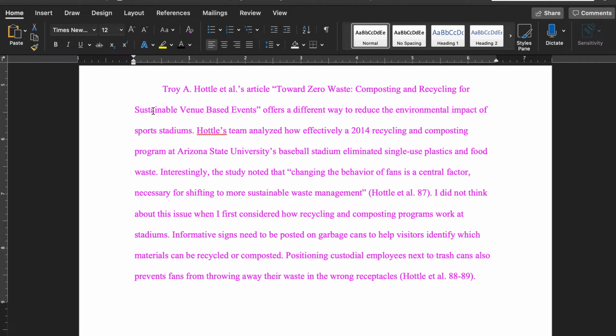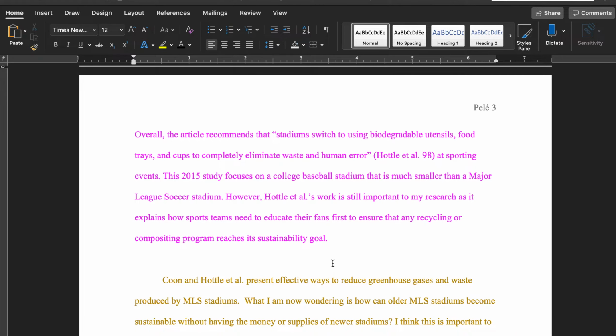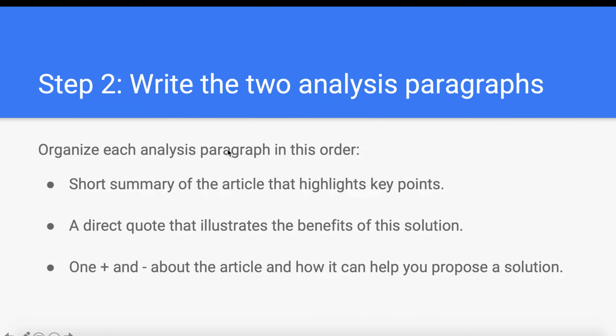So you'll see the same kind of pattern follows along in the second one. So here's Article 2. I go through the same thing. Here's my summary. Here's my direct quote. And then I start talking about what are the positives and the negatives, right? And it goes on to the second page. So you should follow the same route. Write down exactly what I asked y'all to do. Remember the short summary, find a direct quote, one positive, one negative, and then by doing that outline, you should be able to write your paragraphs much quicker.